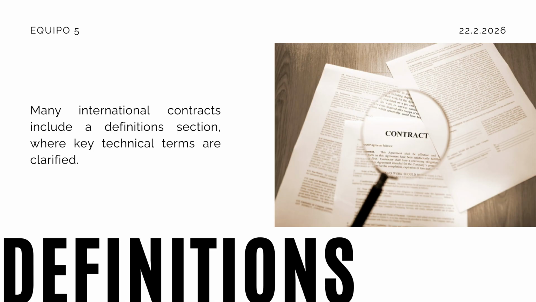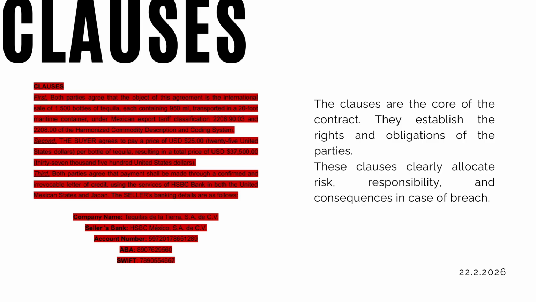Next, we have definitions. Many international contracts do include a definition section where key technical terms are clarified. In this agreement, however, there is no formal definition section, but it is important because technical concepts appear within the clauses, such as tariff classifications and the Incoterm CIF. Even without a separate section, clarity in terminology remains crucial. It is optional, but we do advise you include one.